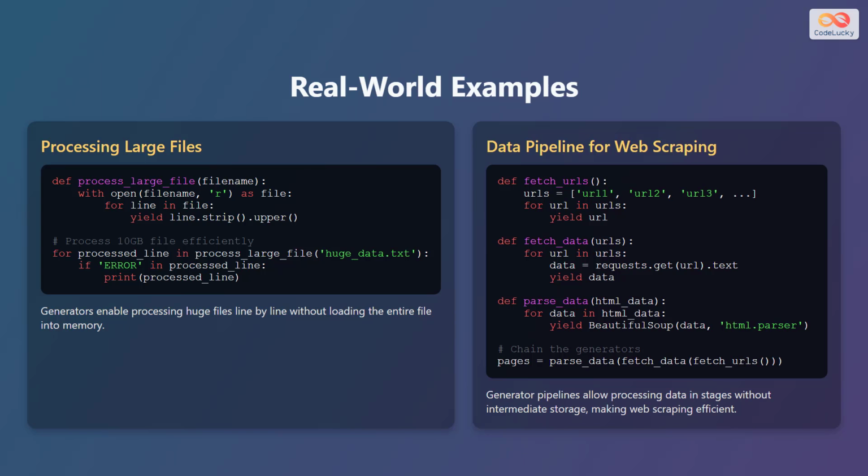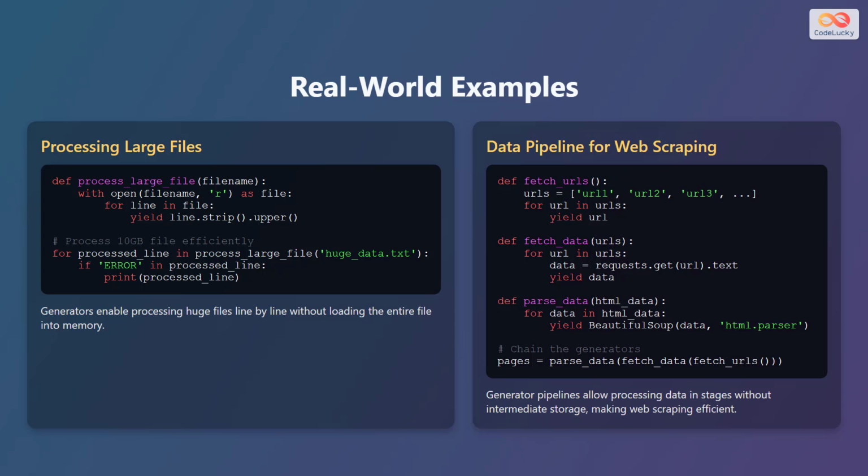It opens the file in read mode, iterates through each line in the file and yields the line after removing leading and trailing whitespace and converting it to uppercase. The code demonstrates how to process a 10 GB file efficiently. It iterates through each line in the processLargeFile generator and prints the line if it contains the word error. This enables processing huge files line by line without loading the entire file into memory.